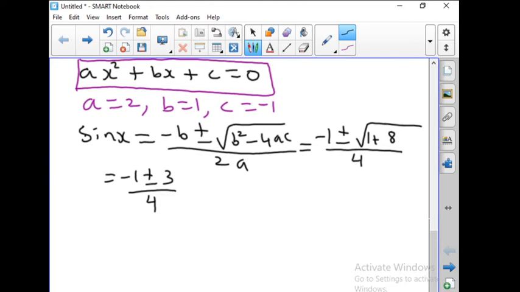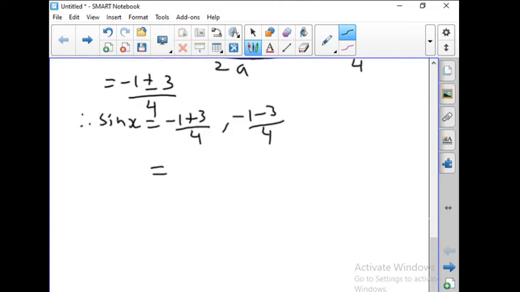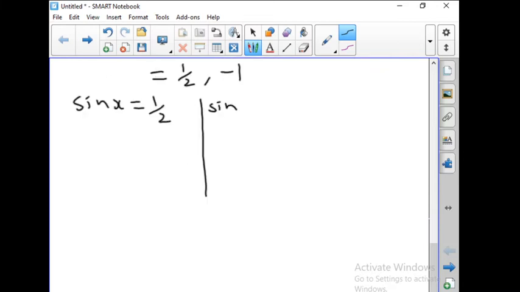So we get two values here. Therefore, sin x is equal to minus 1 plus 3 by 4, and minus 1 minus 3 by 4. So what is it? It is equal to 2 by 4, that is 1 by 2, and minus 4 by 4, which is equal to minus 1. Now we have to find the value for x. So here we have got sin x is equal to 1 by 2 and sin x is equal to minus 1.